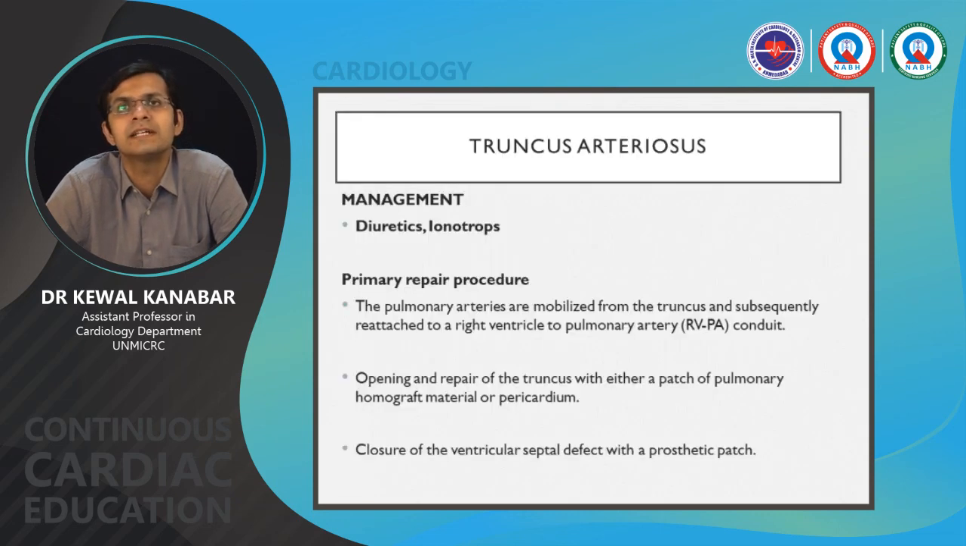The medical management usually consists of inotropes if there is ventricular dysfunction, and diuretics. The treatment of choice is primary repair, which should be done as early as possible. Here we are basically going to mobilize the pulmonary arteries and put an RV to PA conduit. We'll repair the VSD and open the truncus, and we use a homograft or a pericardial patch to repair the truncus.